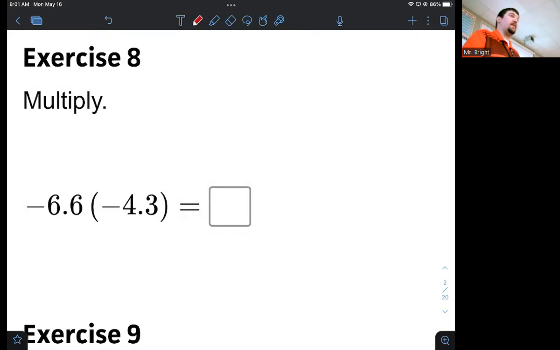But two negatives does make a positive when I'm multiplying. That's not true when I'm adding or subtracting. We saw that earlier, but it is true when I'm multiplying. So this is going to be a positive answer. Also, when we multiply decimals, we don't actually have to write the decimal point in our work. We could write 66 times 43.